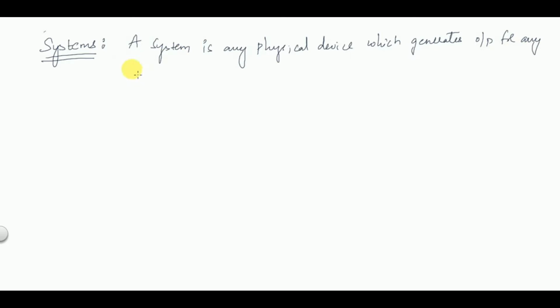So a system, generally a system is any physical device which generates output for any given input signal. Okay, so if you give any input signal to a system, it generates the corresponding output. Okay, so the block diagram of any system will be like this.